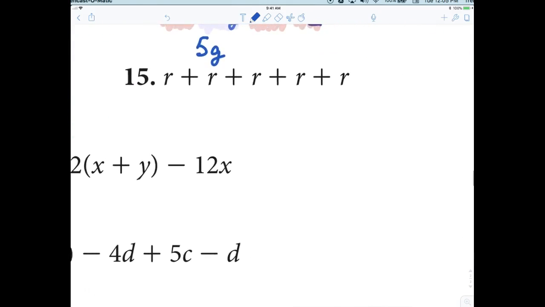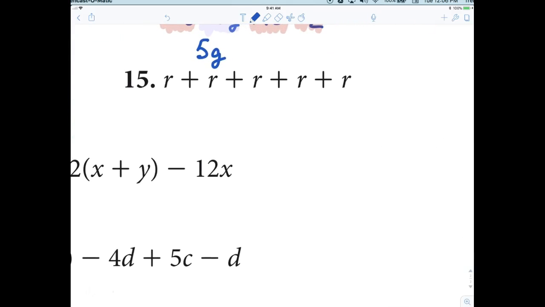No, I don't want you to do 15. It's too easy. All right, 15. 5R? Julia, what did you get? 5R, right? 1R plus 1R plus 1R plus 1R plus 1R. That's a nice little trick question. 5R. Remember, the numbers in front are just ones if you're unsure. So that was real easy.